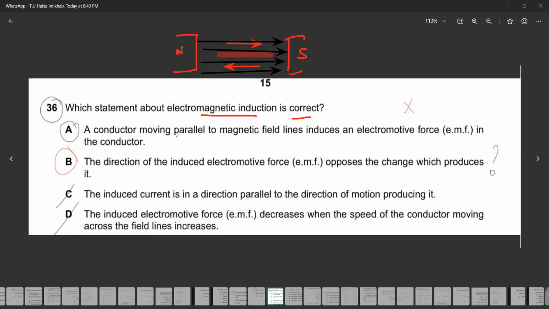So a conductor moving parallel to the magnetic field never produces an induced EMF. It should always be perpendicular. How should it be? Like we have a north and south, and the conductor should be like this. When the direction of the conductor and the magnetic field are perpendicular to each other, it can cut the magnetic field. There will be a change in magnetic field, which induces EMF.